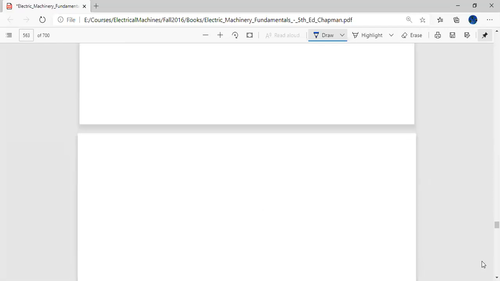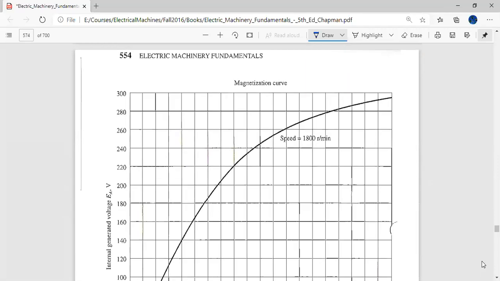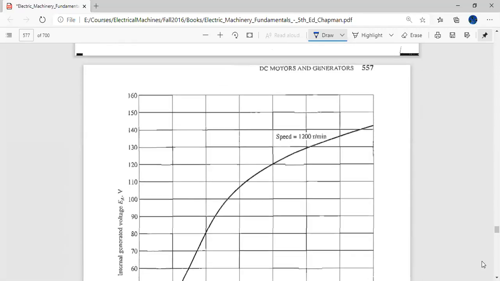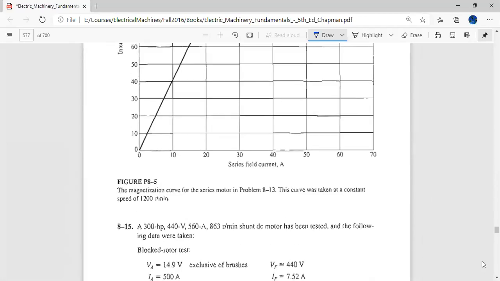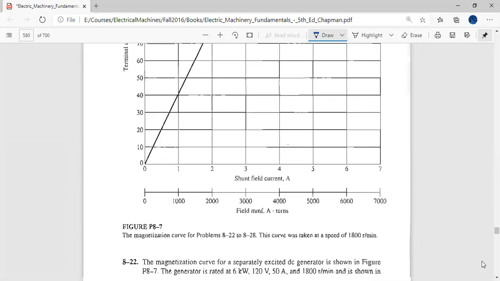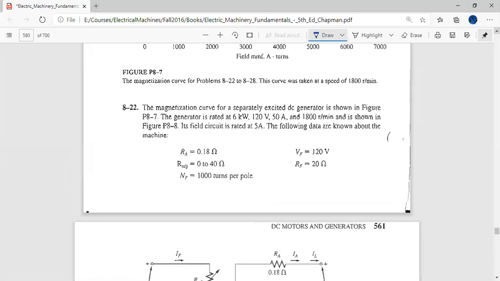Okay, we are doing end of chapter problem number 8-22. Okay, not this one. 8-22. Okay, so we are doing this problem. This is about a separately excited DC generator.